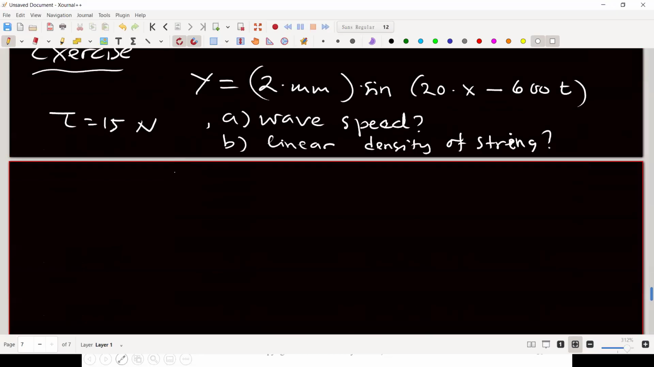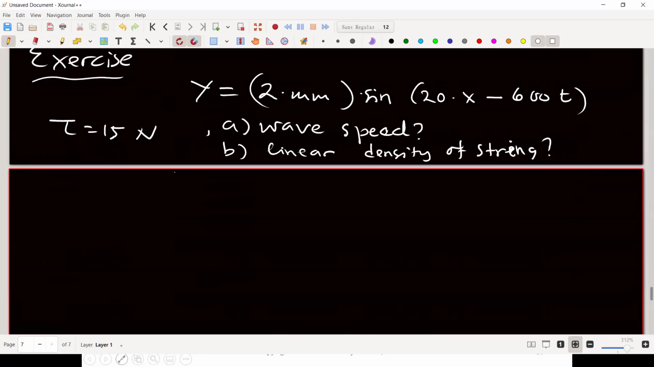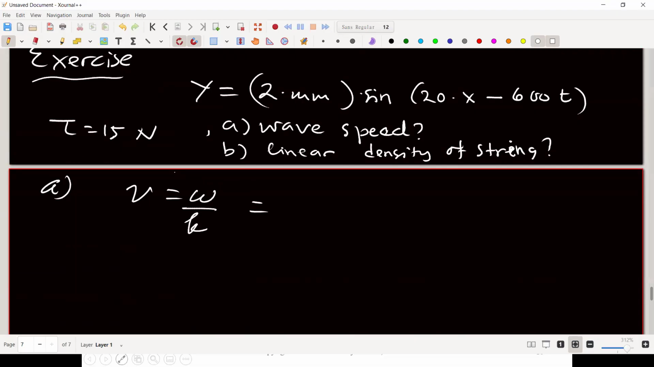Okay, from this one, we can calculate the speed of waves. v is equal to omega divided by k, right? So omega here is 600 divided by 20, which becomes 30 meters per second.